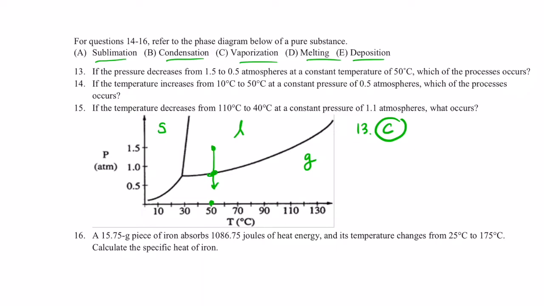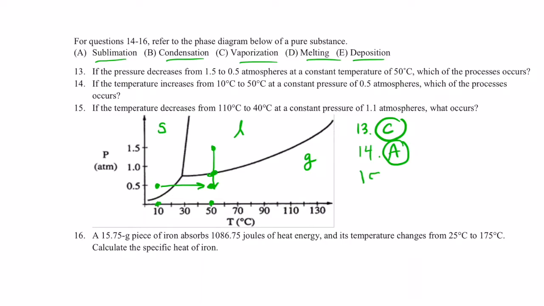So we're going to go from 10 to 50 degrees Celsius at a pressure of a half of an atmosphere. So we're going to start right there, and we're going to end up right there. So we're going from here to there. Looks like we're going from a solid to a gas. What's that called? That's right. If you said sublimation or letter A, you are correct. It skips out the liquid phase. Once we get below that triple point, we don't have the liquid phase any longer, do we?